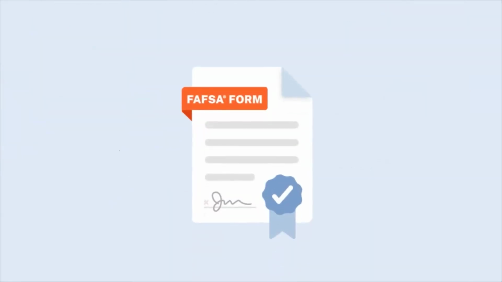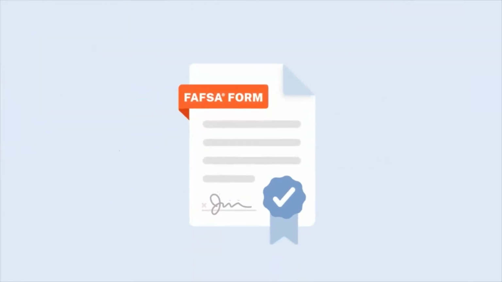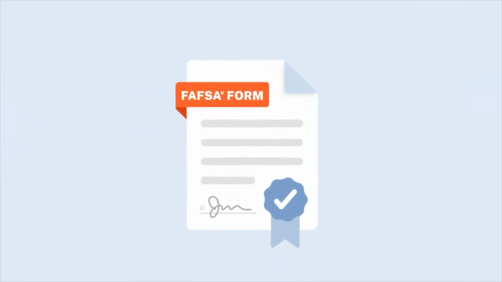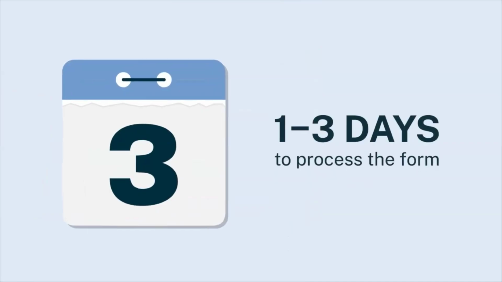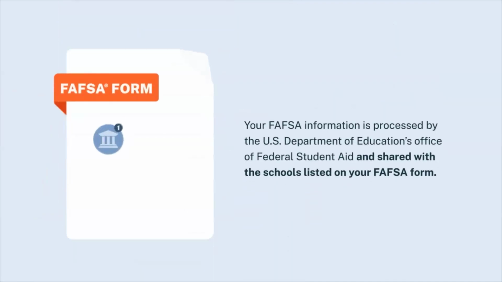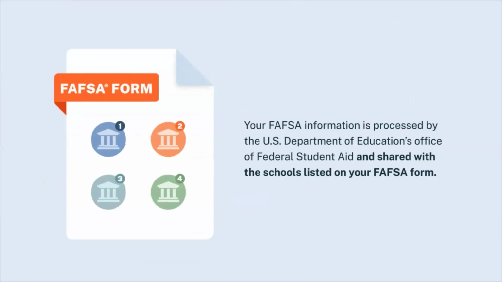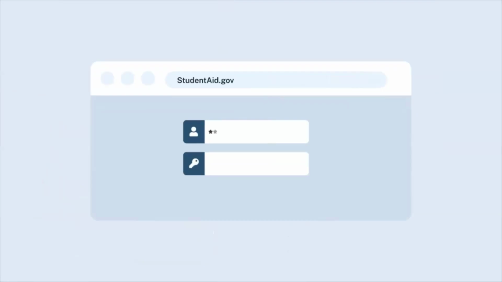After your form is submitted, your information is processed by the U.S. Department of Education's Office of Federal Student Aid. If you completed your FAFSA form online, processing can take between 1 and 3 days. The information is then shared with the colleges, career schools, or trade schools that you listed on your FAFSA form so they can begin their process of awarding aid. You can check the processing status of your FAFSA form by logging into your studentaid.gov account.